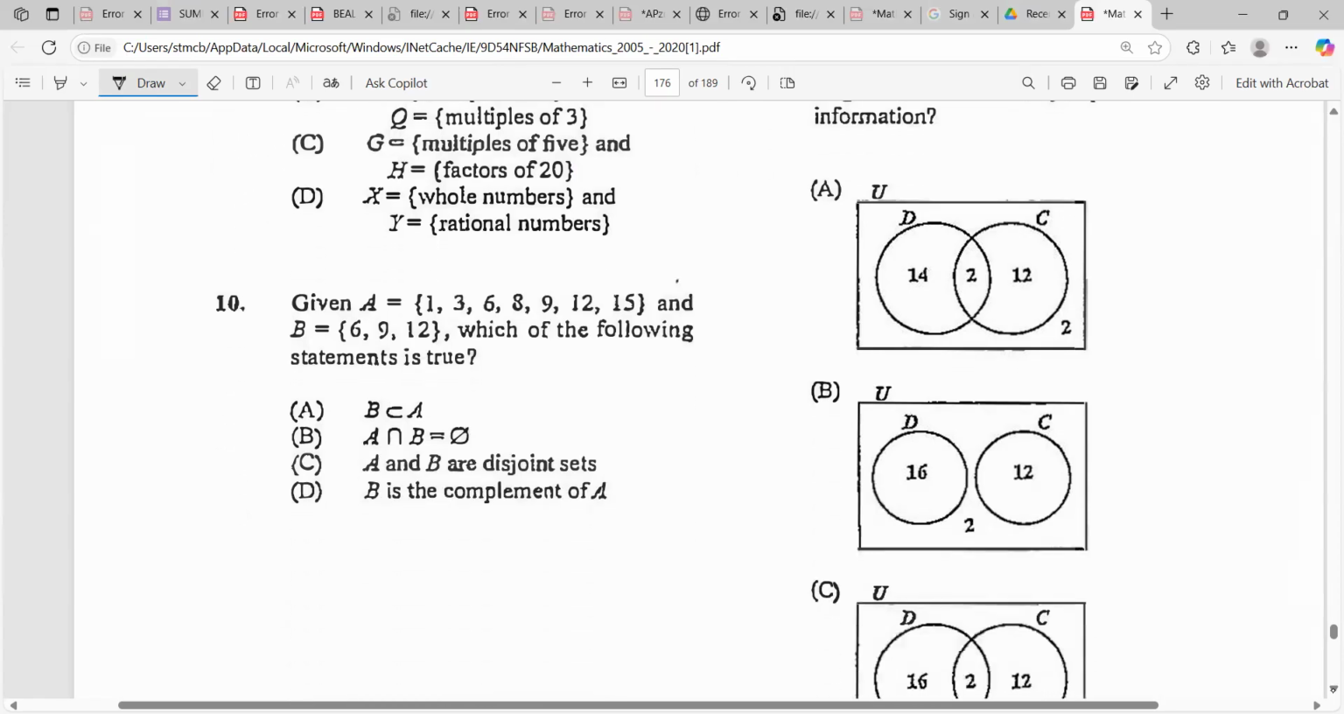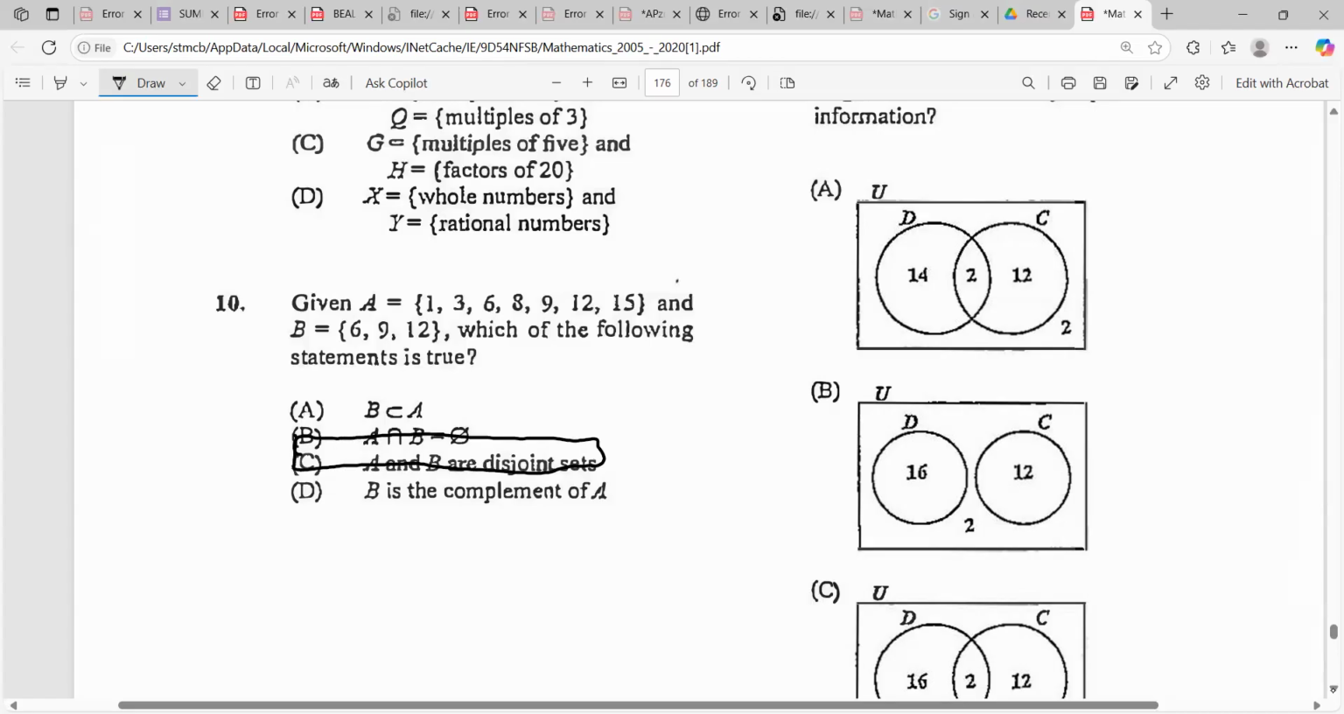It says, given that A is equal to {1, 3, 6, 8, 9, 12, 15} and B is equal to {6, 9, 12}, which of the following statements is true? B contains A, A intersect B is an empty set, A and B are disjoint sets, B is the complement of A. All right, so we can eliminate two. It's not a disjoint set and it's not an empty set. So we can eliminate those two right away, right?